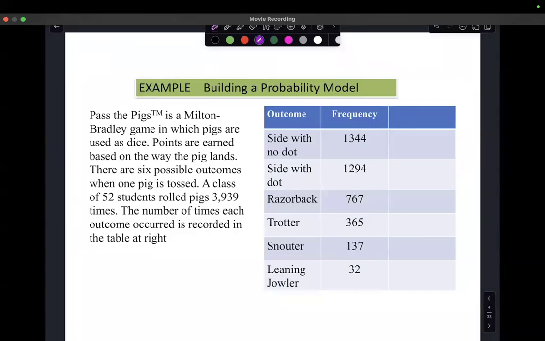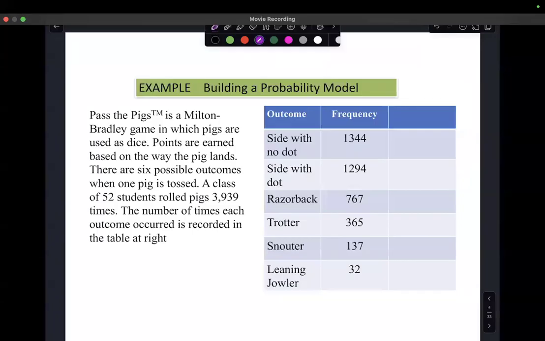So instead of dice, you roll pigs. You have these cute little pigs. One side of the pigs has a dot on it, and the other side doesn't. And there's different ways that it could land. And the probability of them landing different ways is different on each one. Because obviously, the pig just landing on its side is going to have a different probability than it landing up on its snout with its feet in the air.